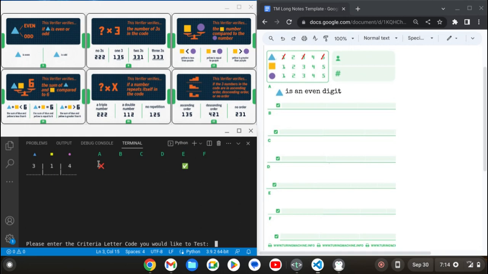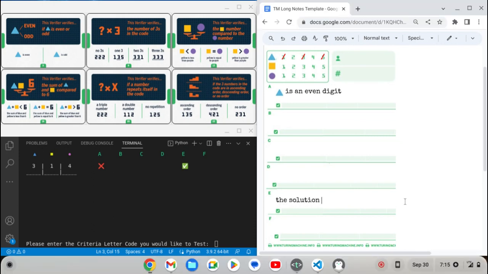Okay, so the next thing I think I'd like to test is criteria card E. Okay, so the Turing Machine does approve of my proposal. Notice that in my code of 314, all the digits are distinct. Well, that falls under the no repetitions, and the Turing Machine approves of that. So let's go ahead and type that up in our notes for section E. And we'll say that the solution has no repetitions.